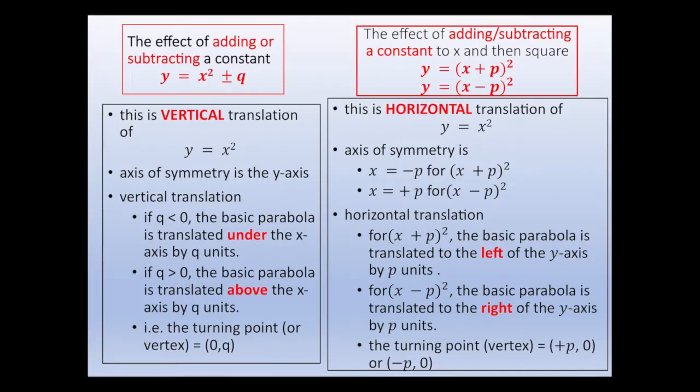Let's first look at the effect of adding or subtracting a constant to y equals x squared. In this case, this is actually the vertical translation of y equals x squared, the basic parabola. The axis of symmetry is still the y-axis, or x equals 0.